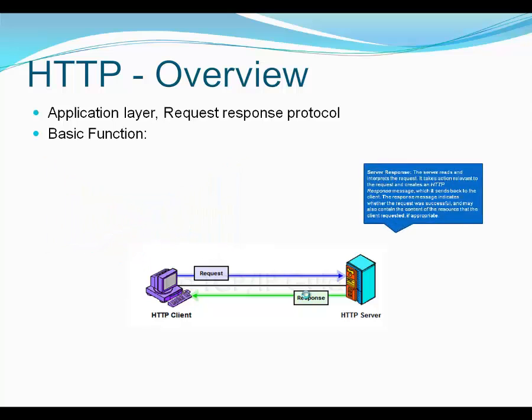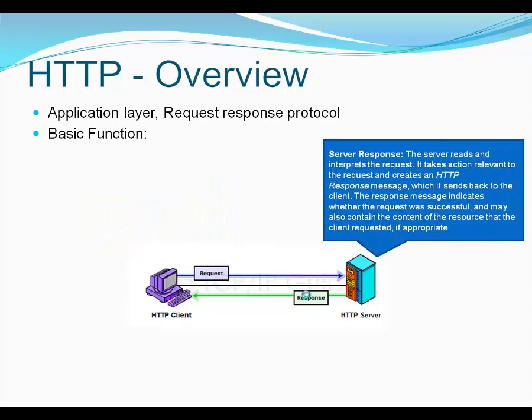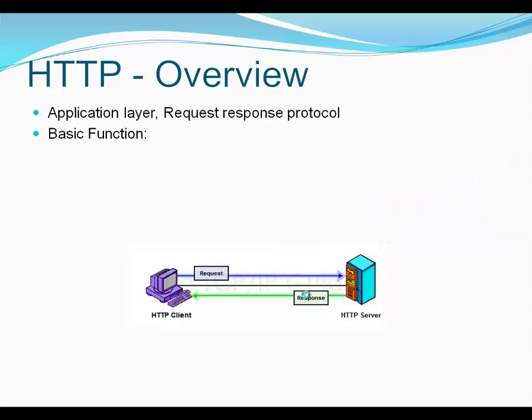This message specifies the resource that the client wishes to retrieve or includes information to be provided to the server. Then the server gets this request and responds back. The server reads and interprets the request, takes action relevant to the request, and creates an HTTP response message. Typically, these are HTML pages or the requested objects, which it sends back to the client. The response message indicates whether the request was successful and may also contain the resource that the client requested, if appropriate. If there is an error, then the HTTP server responds with the error code. We'll see the error codes in detail.